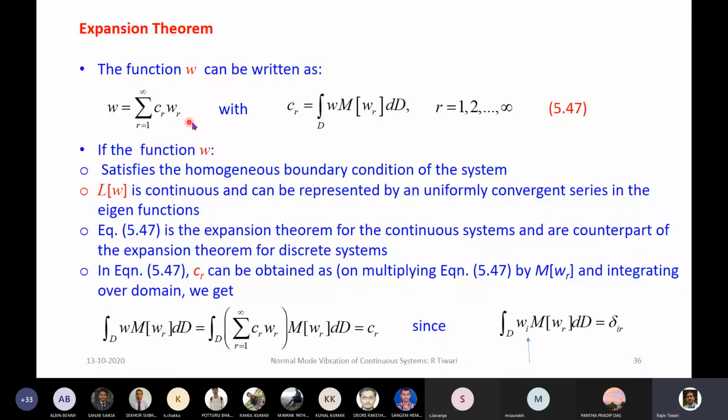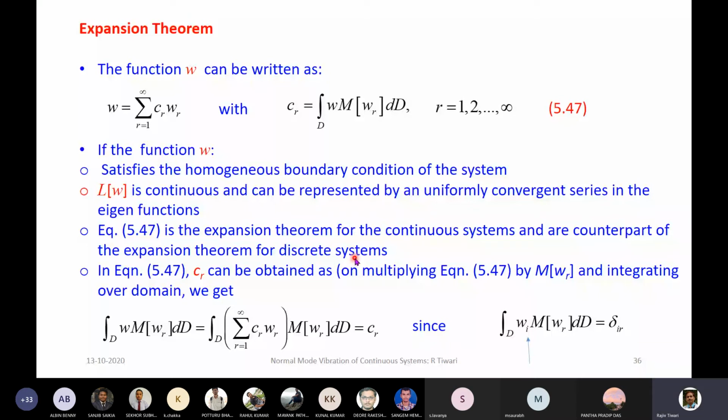Sometimes when we are going for an approximate solution, then these infinite terms will be truncated to some n number of terms, because taking infinite terms will be impractical in some cases. So we will be taking some truncated value of this. Okay. So this is the expansion theorem, which we'll be using for modal analysis, as I explained in the previous discrete system also.